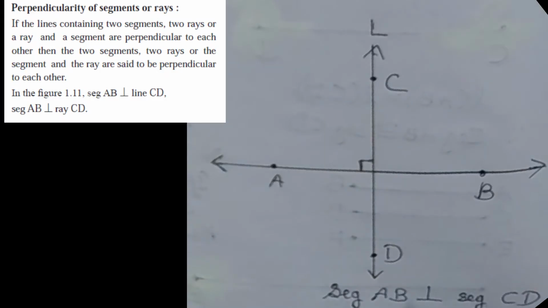Perpendicularity of segments or rays. If the lines containing two segments, two rays, or a ray and a segment are perpendicular to each other, then the two segments, two rays, or the segment and the ray are said to be perpendicular to each other. See in this figure, segment AB is perpendicular to line CD. Segment AB is perpendicular to ray CD.